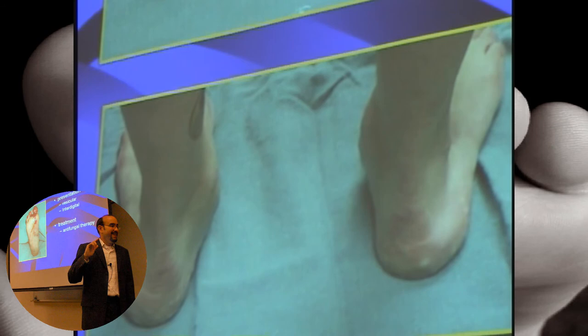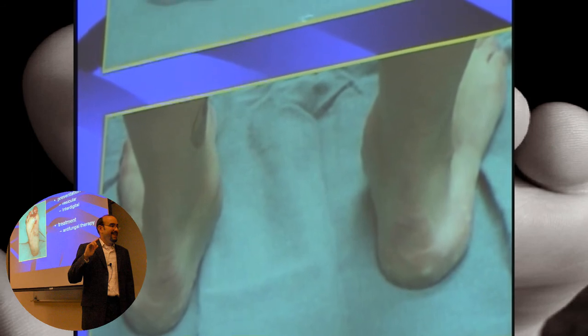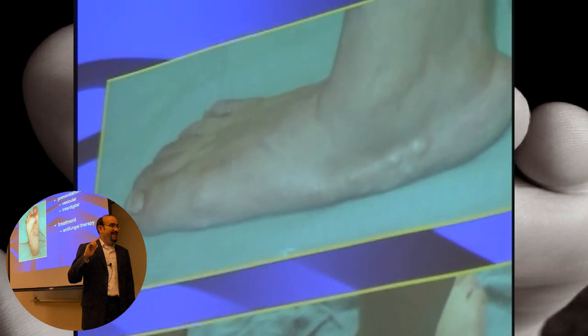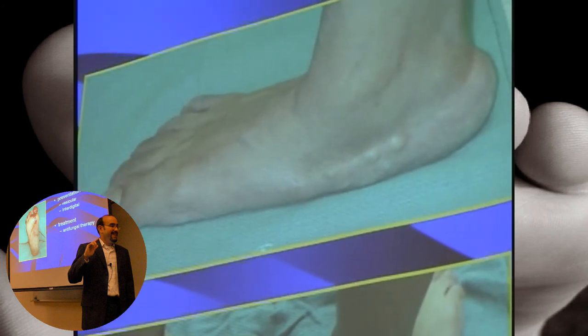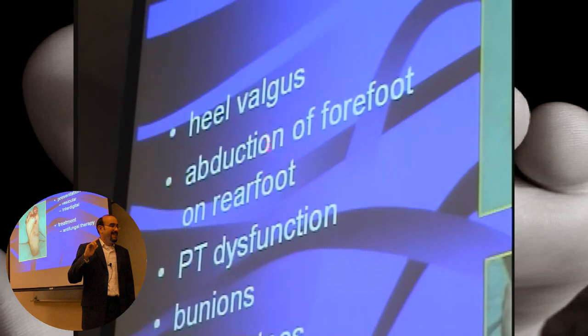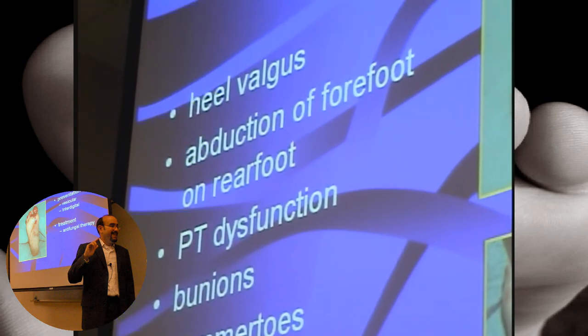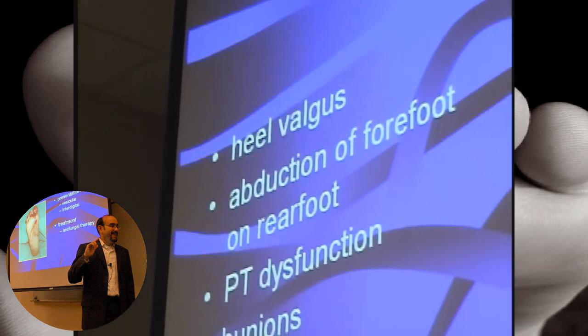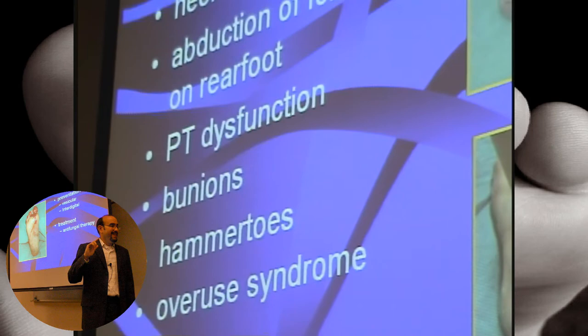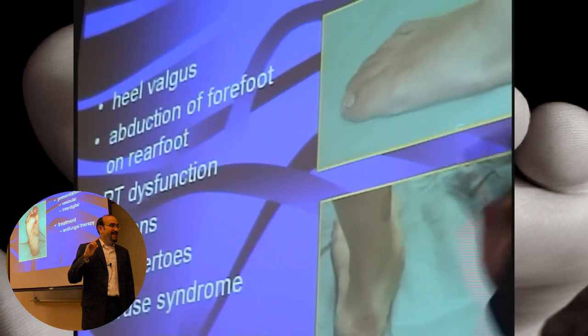This is a flat foot patient. I just put this in for the sake of completeness, because this kind of pathology is what's going to lead you to a lot of problems: hammertoes, bunions, tendonitis, heel valgus. Heel valgus is when your heel sits like that, outside, and doesn't sit straight. That's why I put that slide, just to remind you that that's the most common pathology that will lead you to problems. Okay?